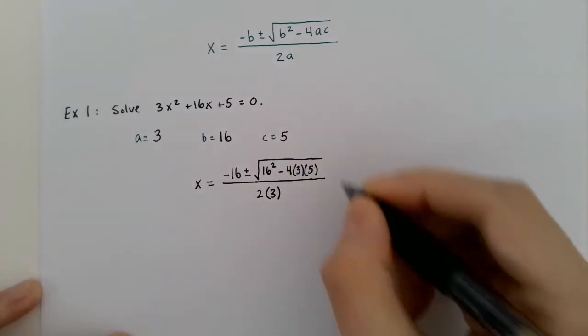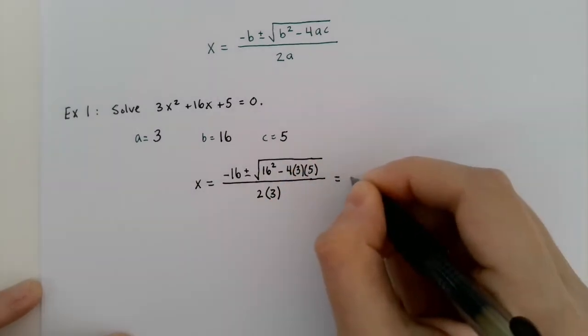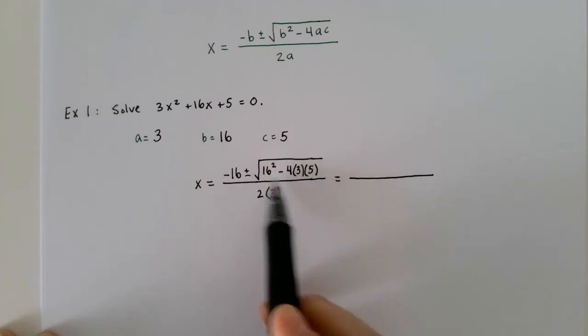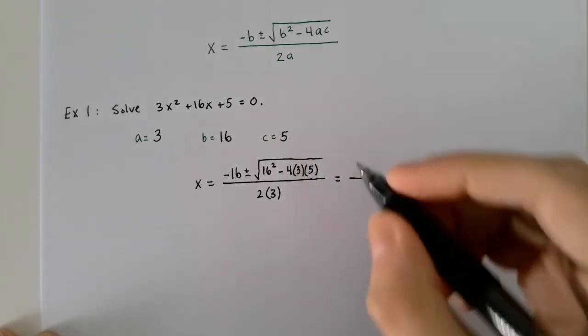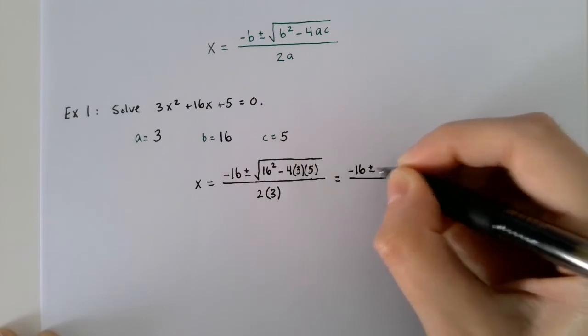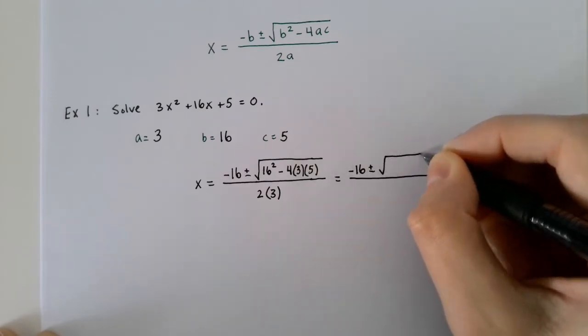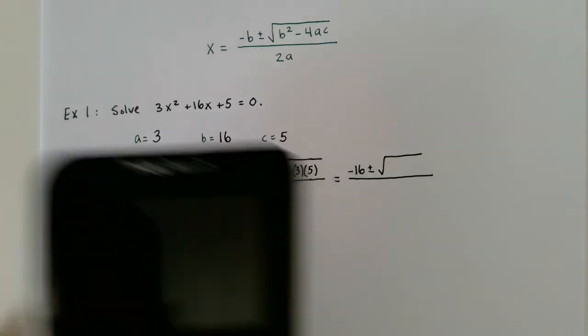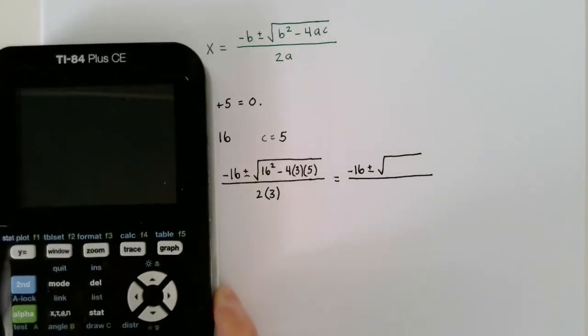Okay, so we can go ahead and start simplifying this. I would recommend simplifying this by hand and not using your calculator to plug in the whole thing. You can use it to plug in some things, and I'll show you, but you want to, the radical especially, you want to simplify on your own. So I'm going to just bring over the -16 plus minus, and I just want to see what's inside that radical.